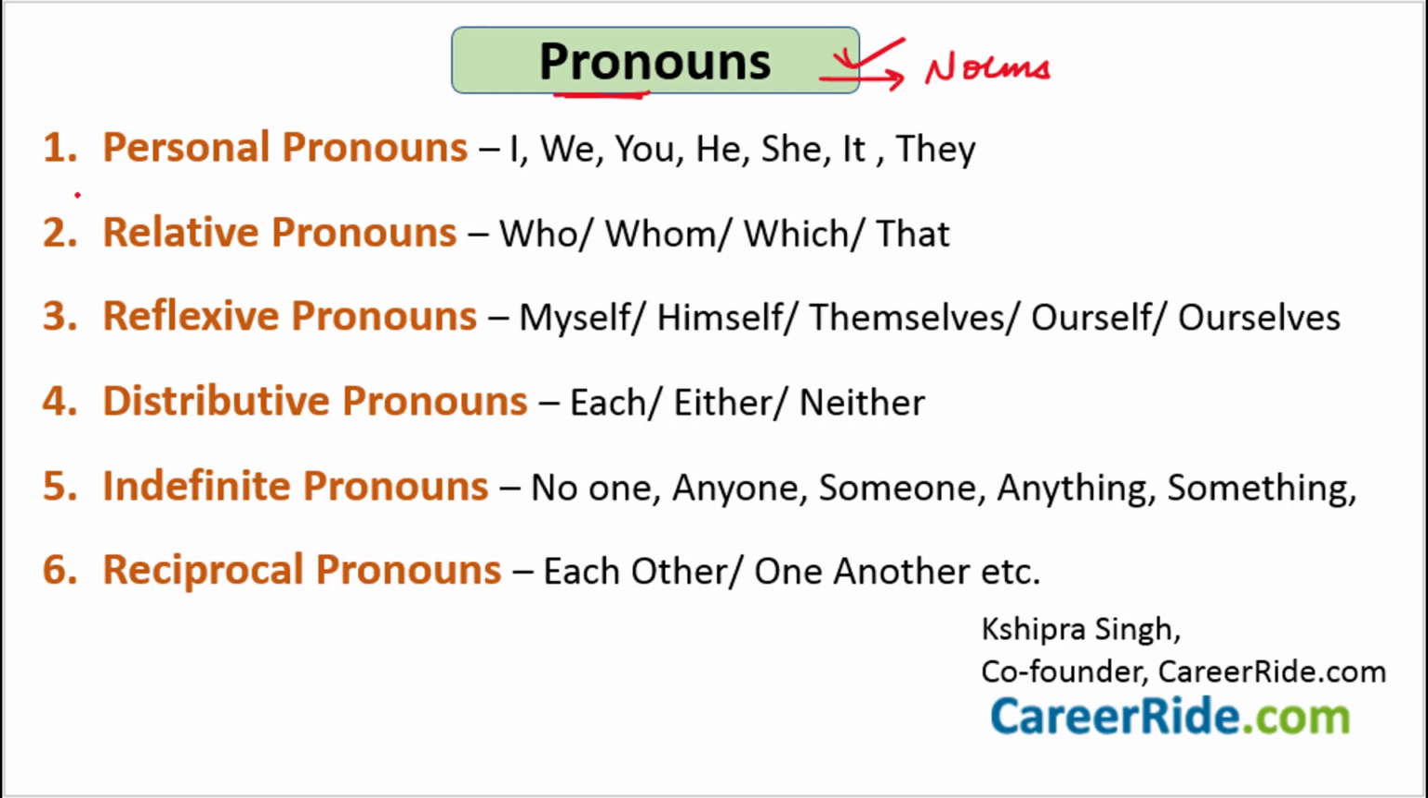Now these are the major 6 categories of pronouns. The first one is personal pronouns, which includes words like I, we, you, he, she, it, they. Then you have relative pronouns, where we discuss who, whom, which, that, these type of words. Then you have reflexive pronouns, myself, himself, themselves. Distributive pronouns, each, either, neither. Then you have indefinite pronouns and reciprocal pronouns. These are the major 6 categories of pronouns that we need to understand and learn. We'll keep discussing each of these categories and we'll see how to solve the questions from each of them. But for now, just understand that these are the major 6 categories that we need to focus on.